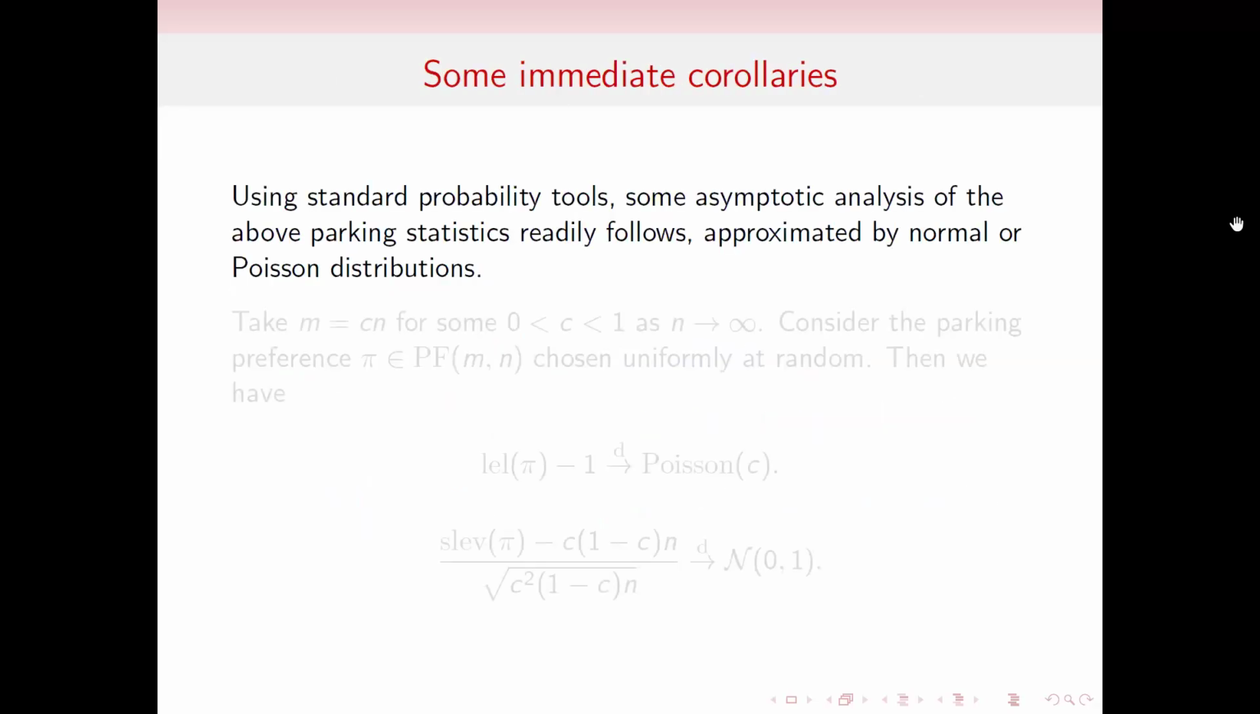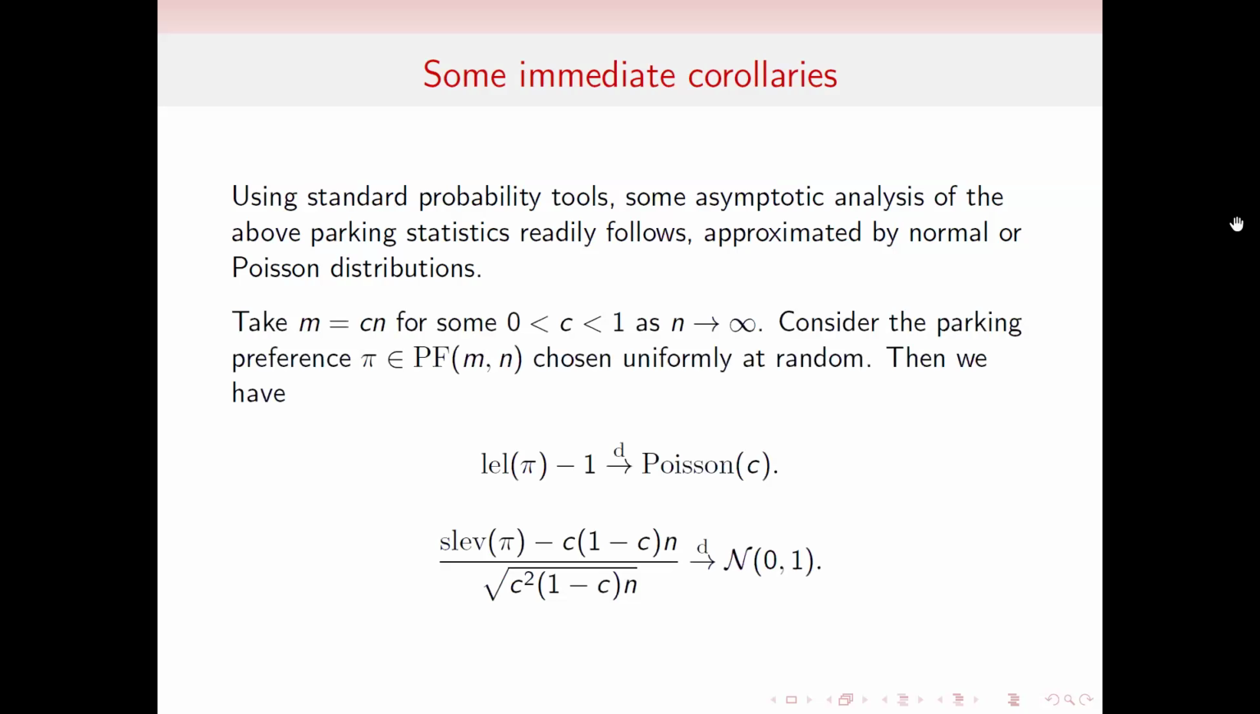Okay. And then also let's look at some immediate corollaries. I will not provide proofs for time reasons, but once we have the generating function, it's easy to deduce some standard probability facts, like the leading element statistic satisfies Poisson distribution when m scales linearly according to n. If m does not scale linearly, that's still an open question. We don't know yet. And then the SLEV statistic can be standardized into a normal distribution.